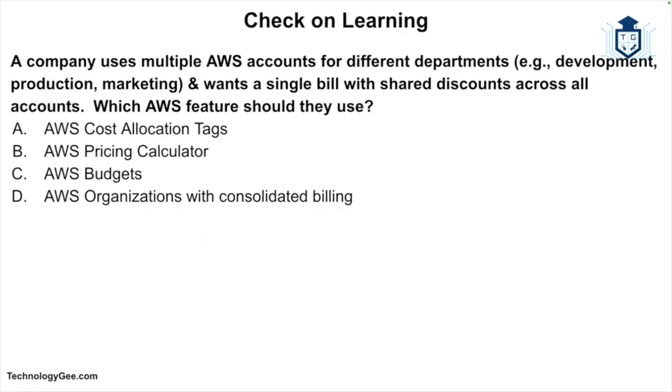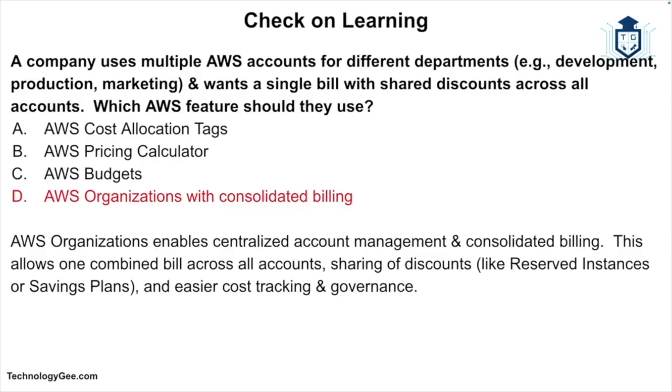And our final question is, a company uses multiple AWS accounts for different departments and wants a single bill with shared discounts across all accounts. Which AWS feature should they use? Should they use AWS cost allocation tags, the pricing calculator, budgets, or organizations with consolidated billing? And the answer is AWS Organizations with consolidated billing. So AWS Organizations enable centralized account management and consolidated billing. This allows one combined bill across all accounts, sharing of discounts like reserved instances or savings plans, and it makes for easier cost tracking and governance.